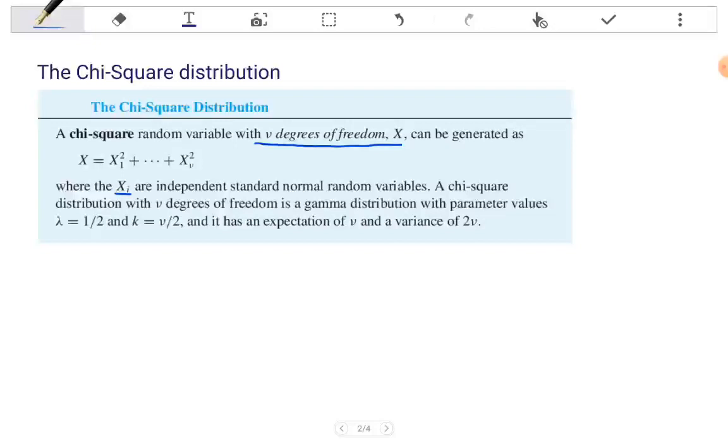Okay, and a chi-square distribution with v degrees of freedom is in fact a gamma distribution with parameters a half and v over 2. And so it has expectation v, right, and variance 2 times v. And the notation for this chi-square random variable usually is the following. This is chi, a Greek letter, v squared. So this means chi squared with v degrees of freedom. Let's move on to the next one.